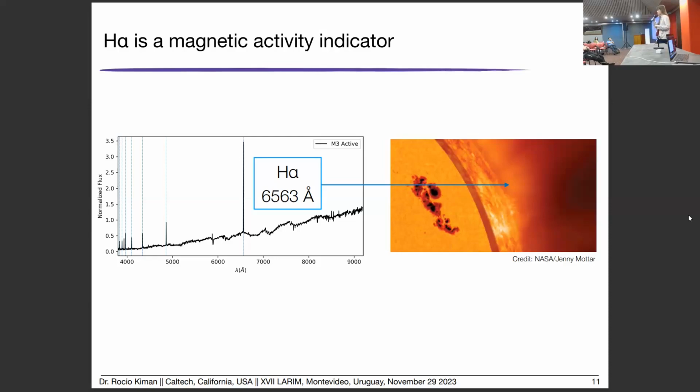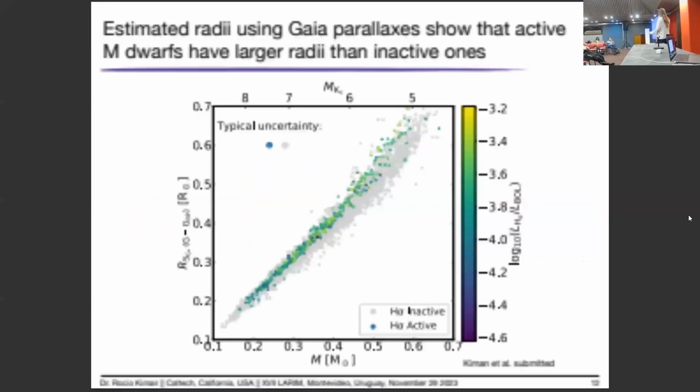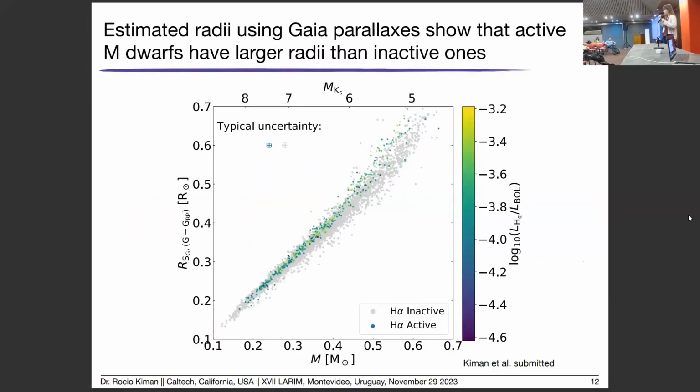And in particular, for M dwarfs, this is very useful because most of the active M dwarfs have H-alpha in emission. So we use a sample, again, from the Sloan Digital Sky Survey that has a spectrum and H-alpha measurements for all of the stars, cross-matched with Gaia. We can estimate the radius with the method that I just described, and we can estimate the mass from the absolute K magnitude. And I divided the stars here into active and inactive. The inactive ones are in gray, and the active ones are color-coded by fractional H-alpha luminosity.